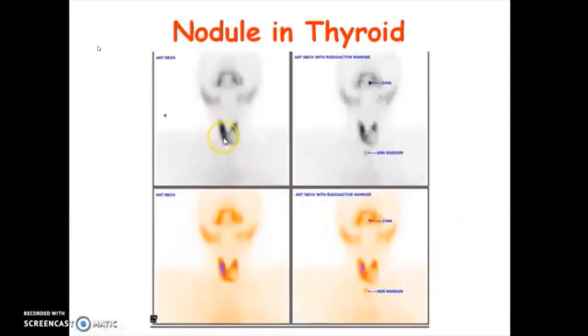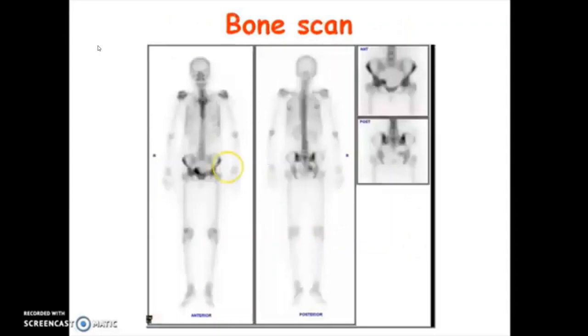Right lobe is normal, but in the left lobe you see there is a cold spot, which we call a nodule in the thyroid. Like this, you can study the thyroid function. This is the bone scan. What does this bone scan give?